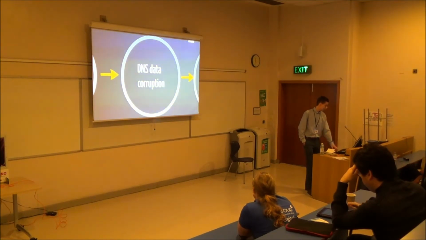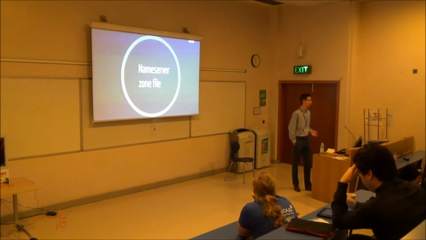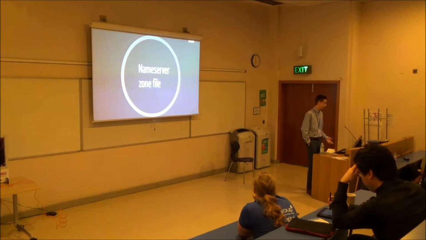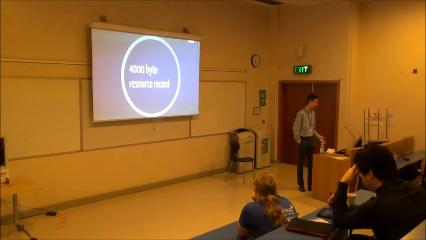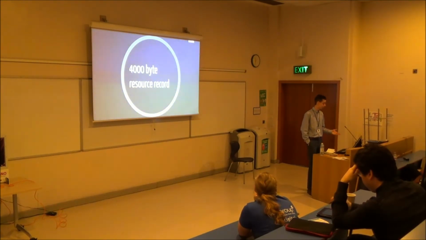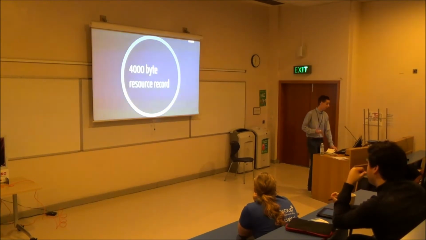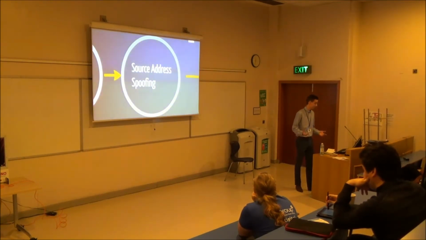Next one is DNS data corruption. For example, let's say you've already got a name server compromise. You can take the zone file and increase that to 4,000 bytes, and use that as a resource record. So when you're requesting something, you just request this record, and you're getting a much larger packet there. All of this is adding a lot onto the attack, so you've got quite a lot going.